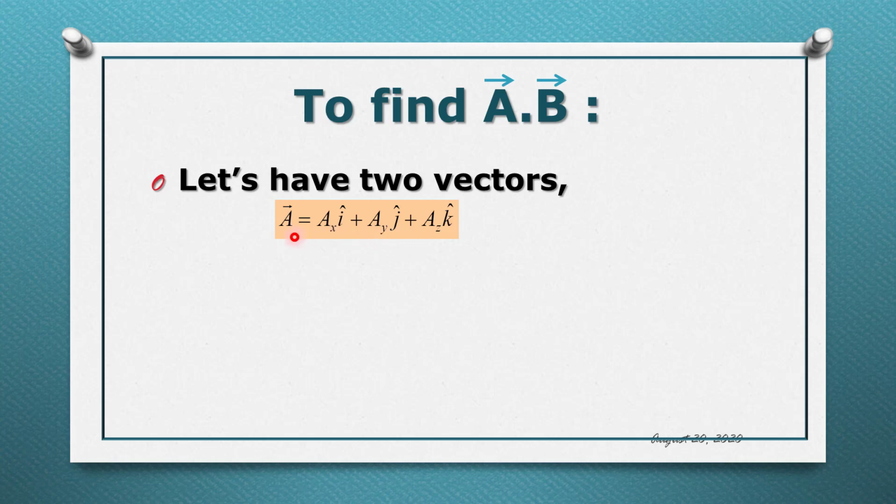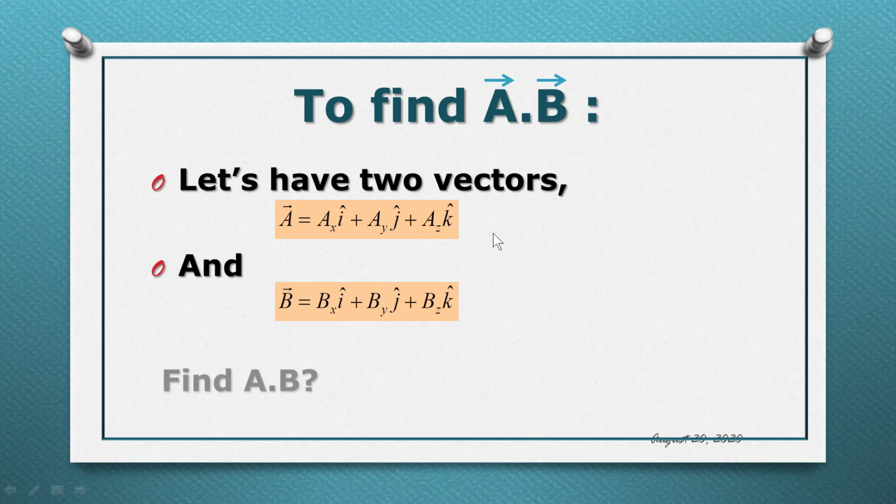So let vector a be equal to ax i hat plus ay j hat plus az k hat, and we have another vector b equal to bx i hat plus by j hat plus bz k hat. Find a dot b. You have to find the dot product between these two vectors. How are you going to do that? I will give you the steps and the answer, and you have to do it in proper steps, then you will understand how to find the dot product between any two vectors. Let's check which steps we have to follow.